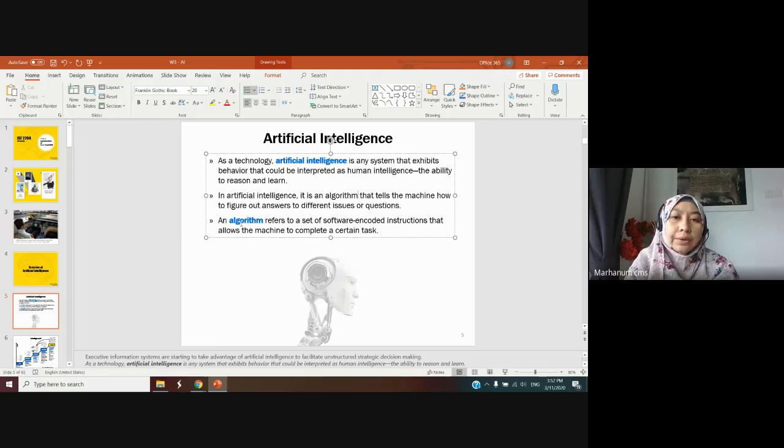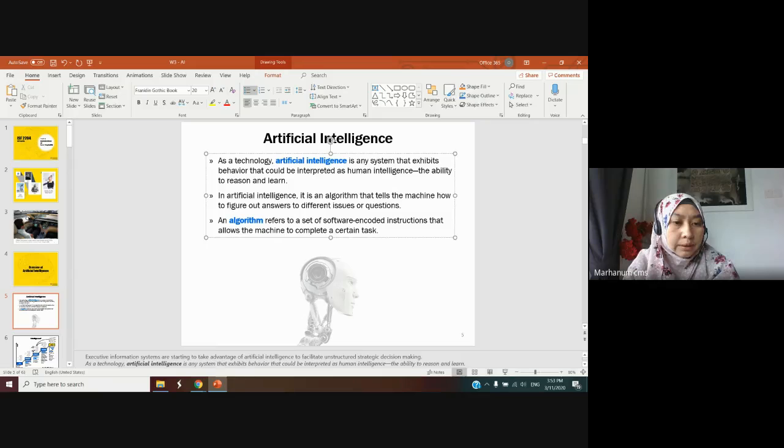So an algorithm refers to a set of software encoded instructions. It is instructions that allow the machine to complete a certain task. So a computer is only a machine. Without algorithms, they wouldn't be able to do anything. So they need to have the software, the coding. They have certain code, and then the pool of coding or code becomes an algorithm.